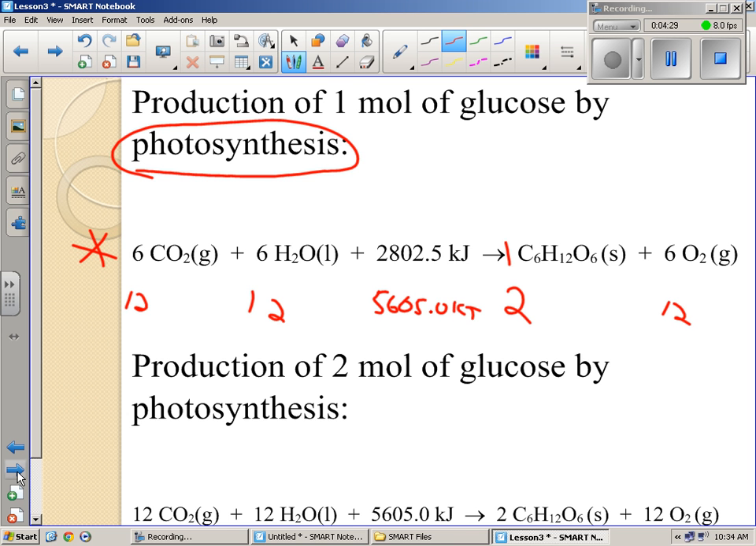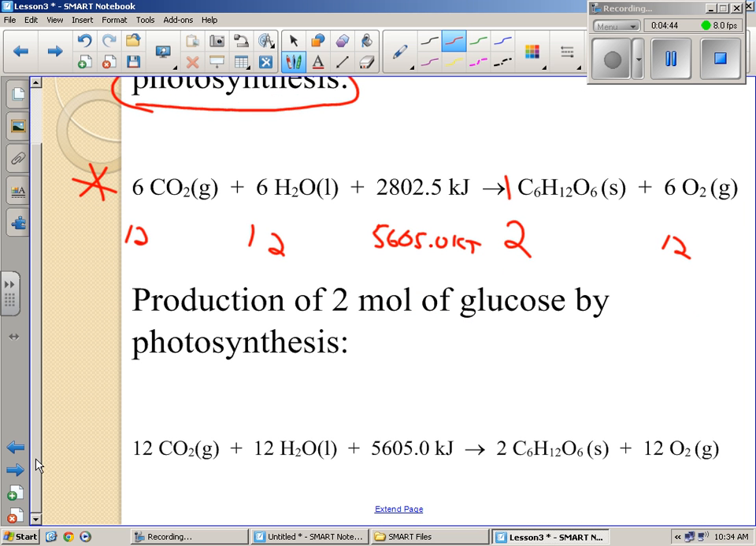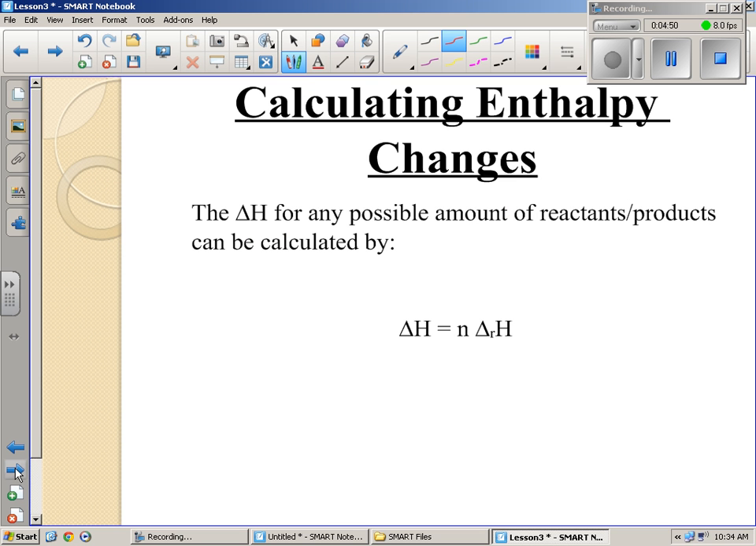True? It's directly proportional, right? If I want to make twice as much glucose, I need twice the amount of energy, right? Makes sense? That's what directly proportional means. That's all we're going to do today, guys. Okay? So there's your balanced chemical equation for that, right? Directly proportional.